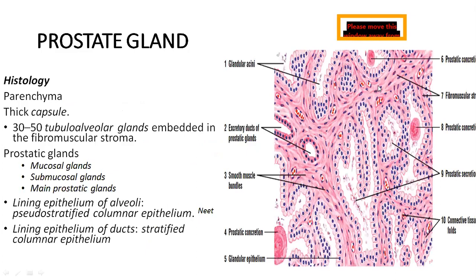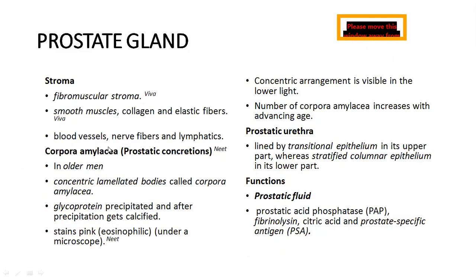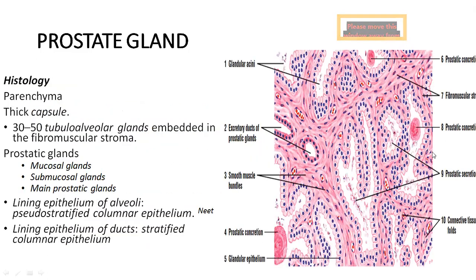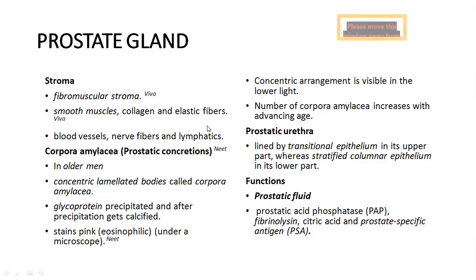Now, the prostate gland stroma is fibromuscular stroma. Isn't it? I said this dark pink area is fibromuscular stroma, which contains smooth muscle, collagen fibers, and elastin fibers. We also see blood vessels, nerve fibers and lymphatics. Here and there these are the blood vessels. We also see lymphatics, nerve fibers. This is the fibromuscular stroma.